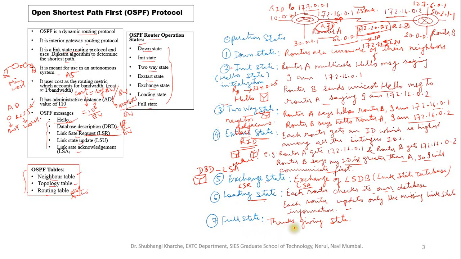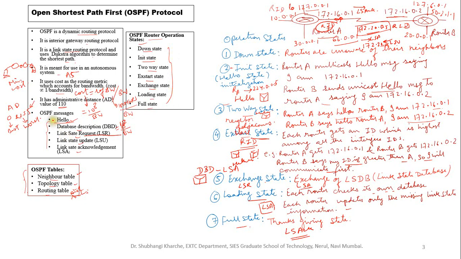In full state, the routers thank each other by exchanging the link state acknowledgement messages. Once the entire information is fully loaded in their databases and all the link state advertisements are updated, the link state acknowledgement messages are exchanged between the routers in the full state. So here you have understood the 7 operating states of the OSPF routers, and you have also understood the use of these OSPF messages.